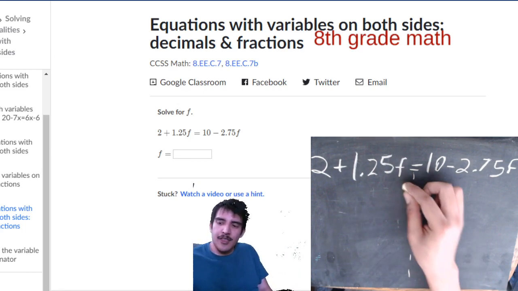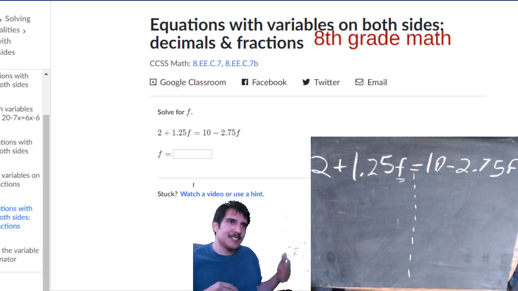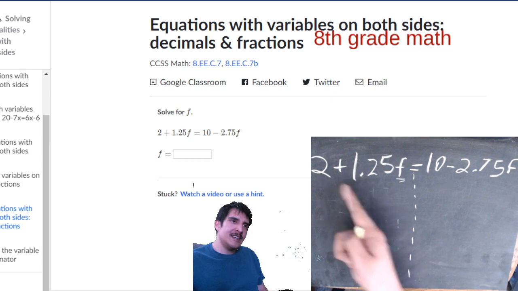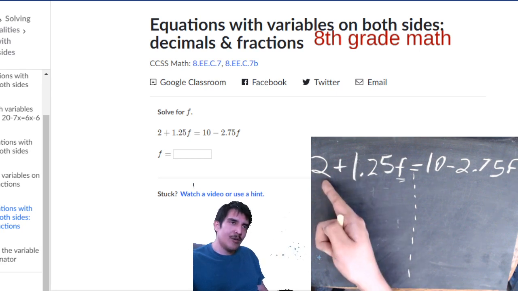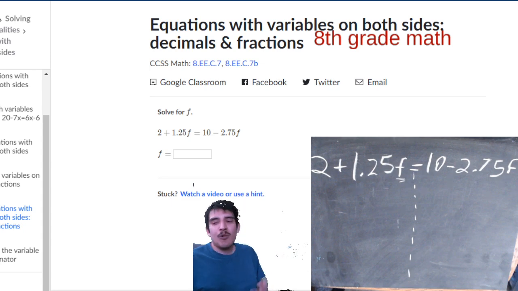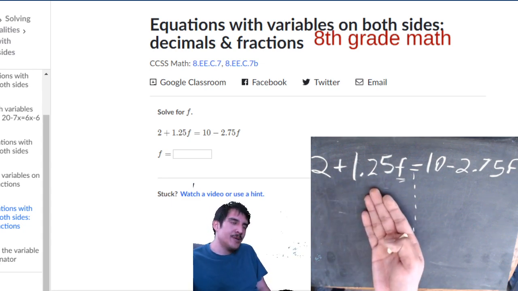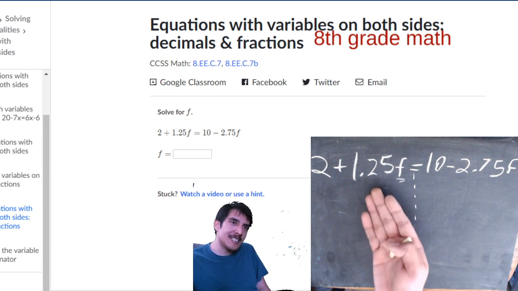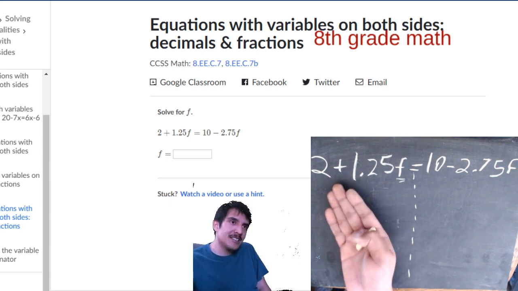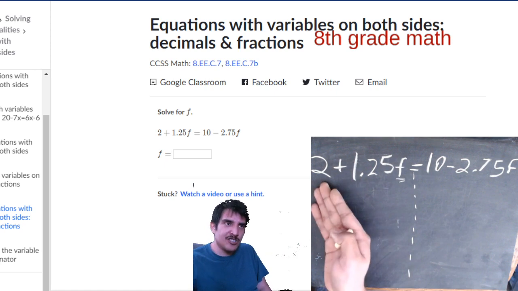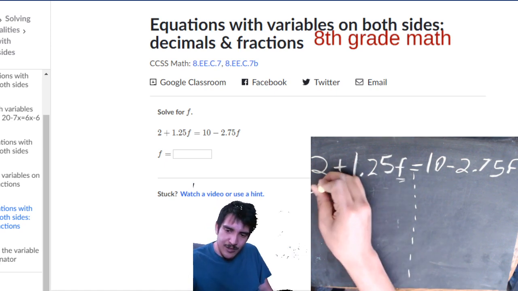So the variable you want to get by itself is obviously f, okay? So you need to get rid of these two numbers. Hopefully by this point you already know, what am I going to get rid of first, this constant or this coefficient? Hopefully you realize that the coefficient is last to get rid of. So let's get rid of the constant, this 2. Subtract 2 to get rid of it.